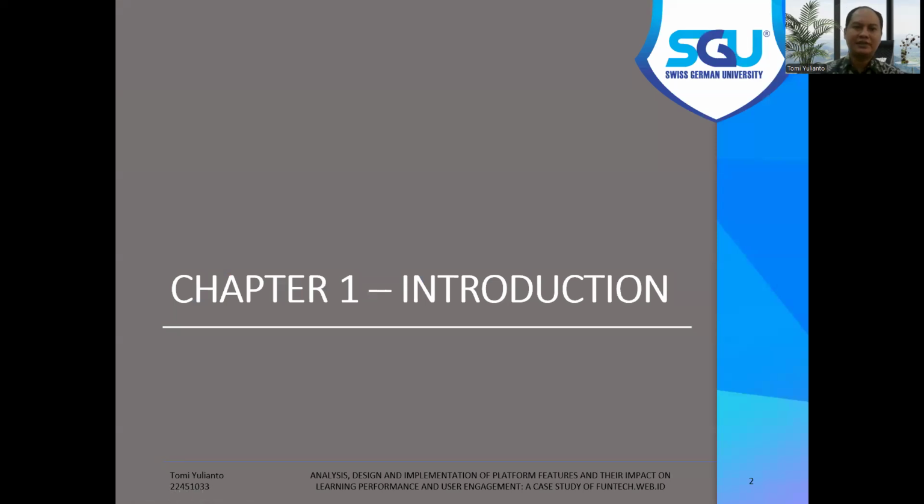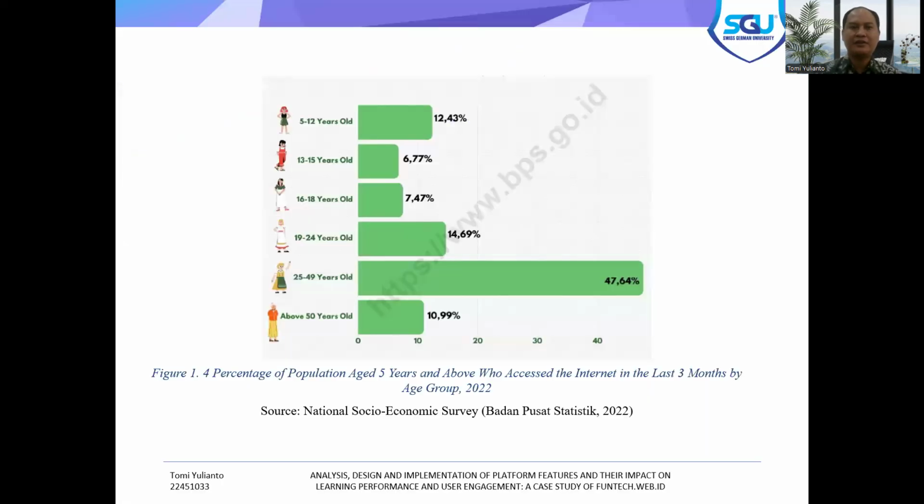Okay, let me start with chapter 1. Like we know, the increase of the internet recently is very rapid. We can see from here, the info is from Badan Pusat Statistik. This is the percentage of the population aged 5 years and above who accessed the internet in the last 3 months. We can see from here that internet usage is really growing.